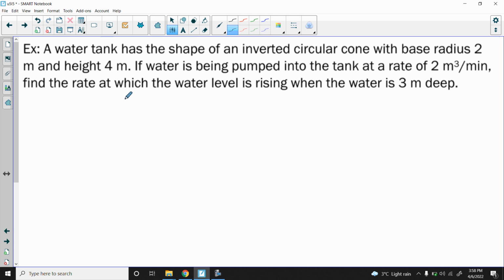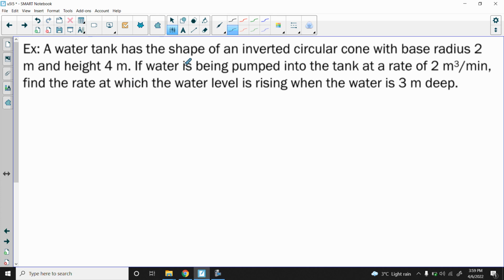Last question we looked at was a sphere. A sphere is a relatively easy shape because it only has two variables, volume and radius. And this is an example of a cone. So let's give this one a shot and see what happens.